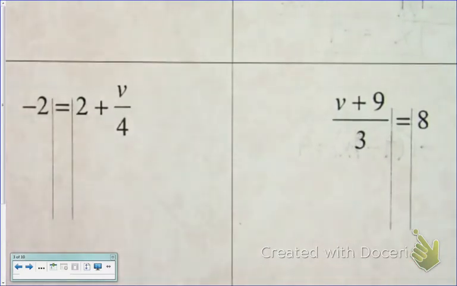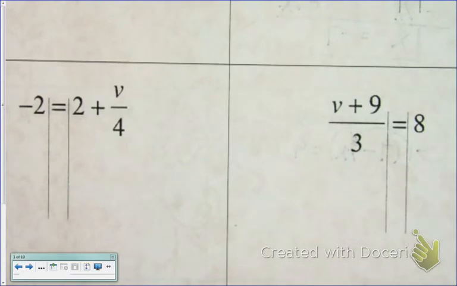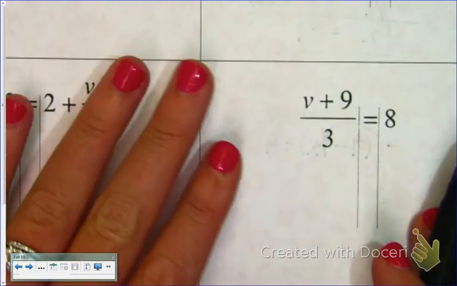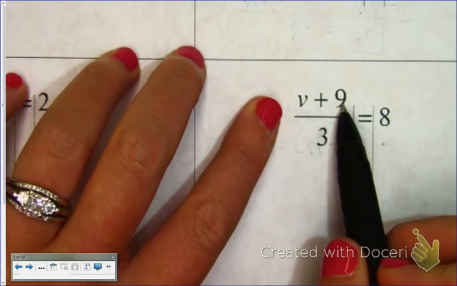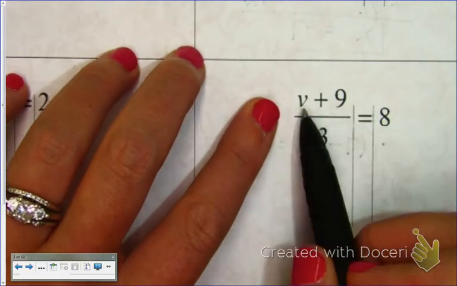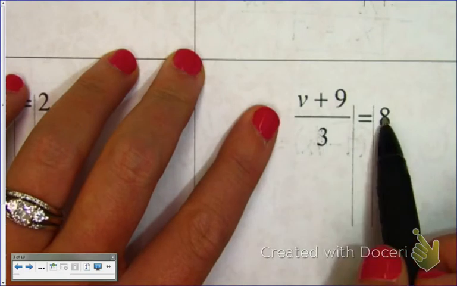Okay. You're doing the same exact thing. You're always taking the opposite operation. So I'm going to start with this one first. Okay. We have our v plus 9 divided by 3 is 8. So some number plus 9 divided by 3 equals 8.